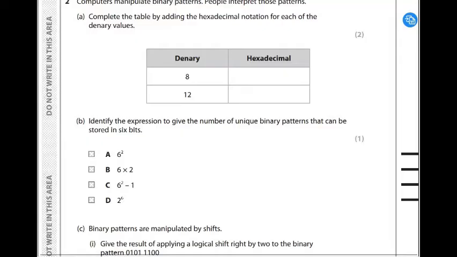Part B. Identify the expression to give the number of unique binary patterns that can be stored in 6 bits. Process of elimination. It's not A, which is 6 to the power of 2. It's not going to be B, because 6 times 2 is 12, not 64. And it's not going to be 6 to the power of 2 minus 1, as that would store 35. So it's going to be 2 to the power of 6. So 2 times 2 is 4, times 2 is 8, times 2 is 16, times 2 is 32, times 2 is 64. So times 2, 6 times, to get 64 patterns. And that's why the answer is D.